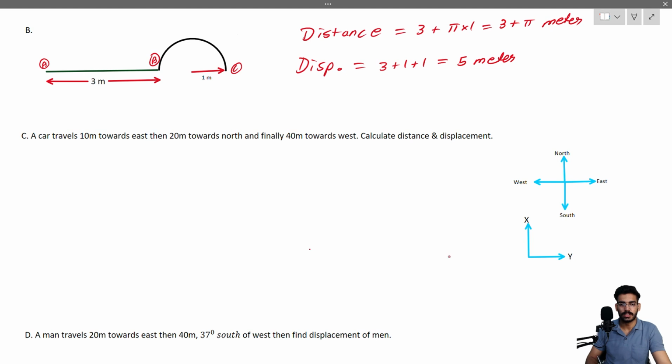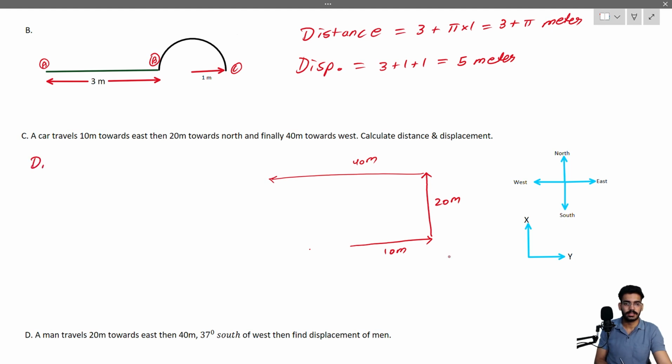So first he is saying 10 meter towards east. So towards east he went, and then 20 meter towards north, like this, 20 meter, and then 40 meter towards west. So towards west 40 meter, this much. Now calculate distance and displacement.